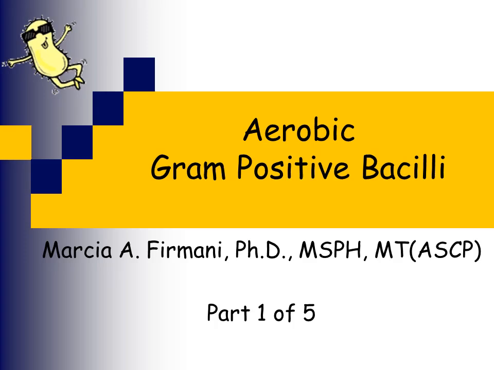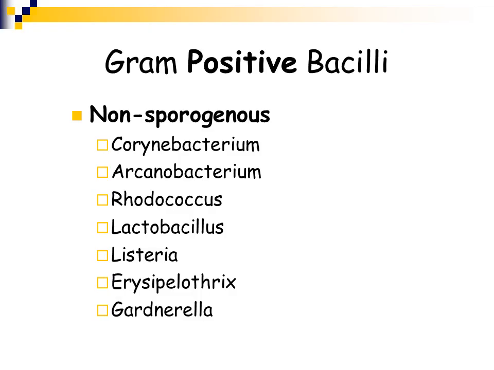We've now left the gram-positive cocci and we're moving on to the aerobic gram-positive bacilli, or the gram-positive rods. This lecture has been broken down into 5 different parts, and this lecture is the first of the 5 parts. Our gram-positive bacilli have been broken down into the organisms that are non-sporogenous or non-spore formers, those that do produce spores or the sporogenous organisms, and those that are called branching or filamentous.